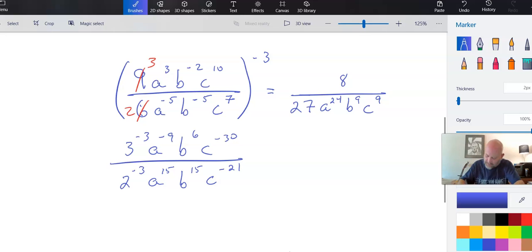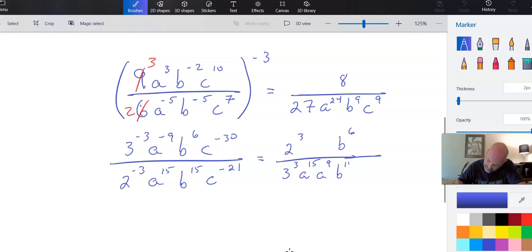We can just sort those out and take care of them now. So let's see, 2 to the third moves to the top, 3 to the third moves to the bottom, a to the 15 stays put, a to the negative 9 drops to the bottom to make it a to the ninth. The b's stay put, and the c's both switch. So once we have it here, it's just simplifying. 2 to the third is 8. 3 to the third is 27. So far, so good. We're matching.